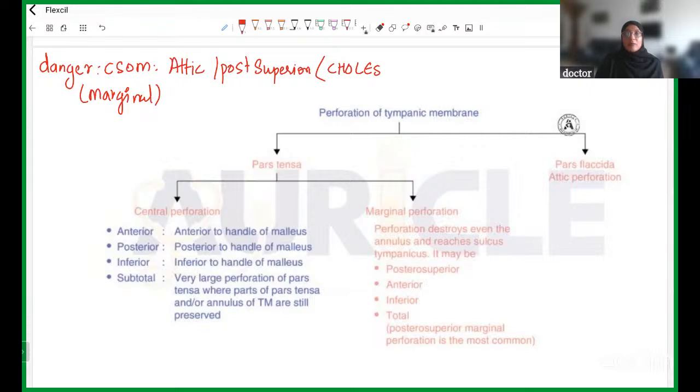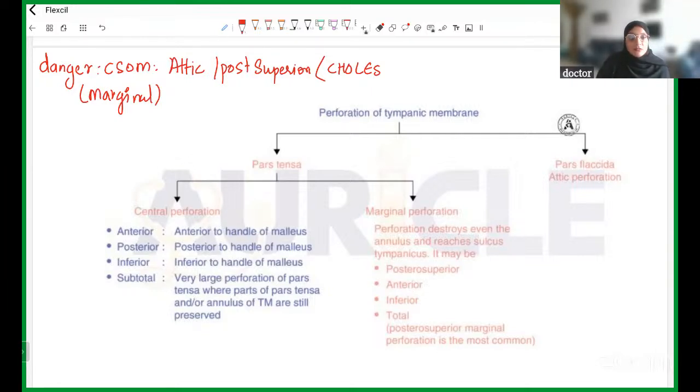So perforation of the tympanic membrane can be in pars flaccida or it can be in pars tensa. Now, pars tensa can be central or marginal. Again, go back to the anatomy class and listen to the anatomy of the tympanic membrane so that you know pars tensa, pars flaccida, and what is meant by central perforation and marginal perforation. Central perforation can be anterior, posterior, inferior. Just remember it like that. Forget the subtotal part. Remember anterior, posterior, inferior, central. And marginal can be posterior, superior, anterior, inferior.